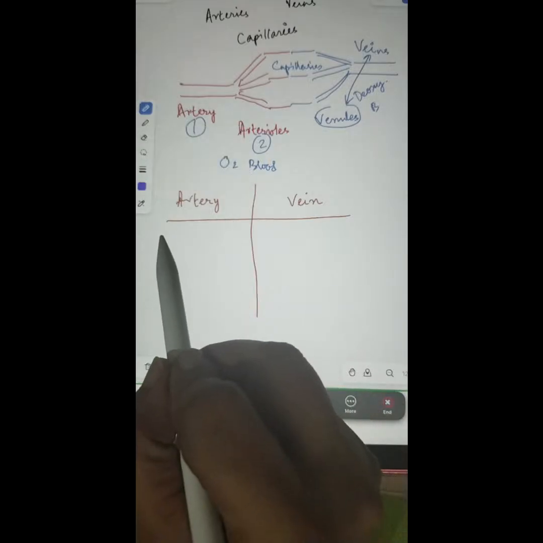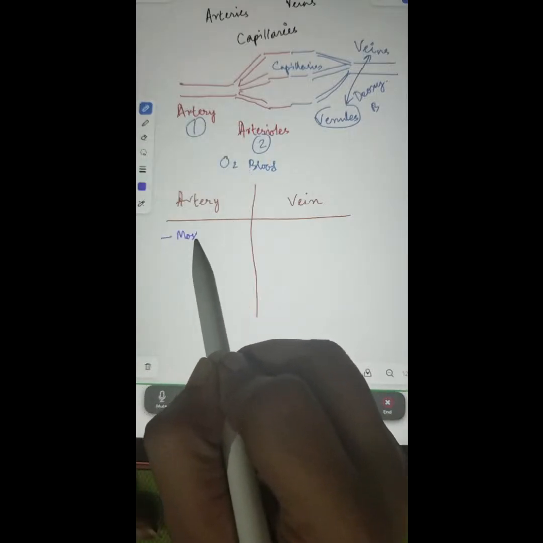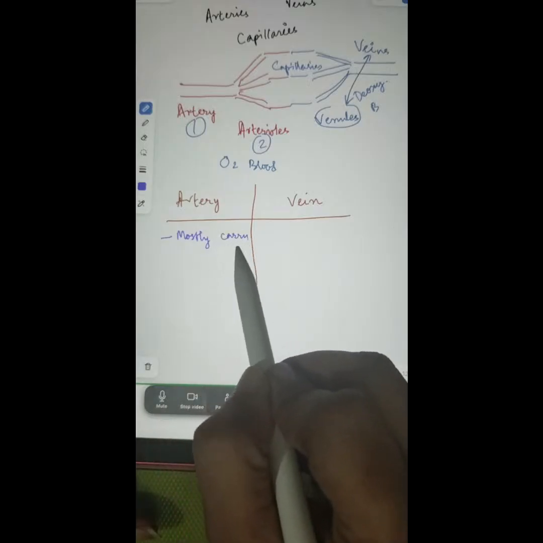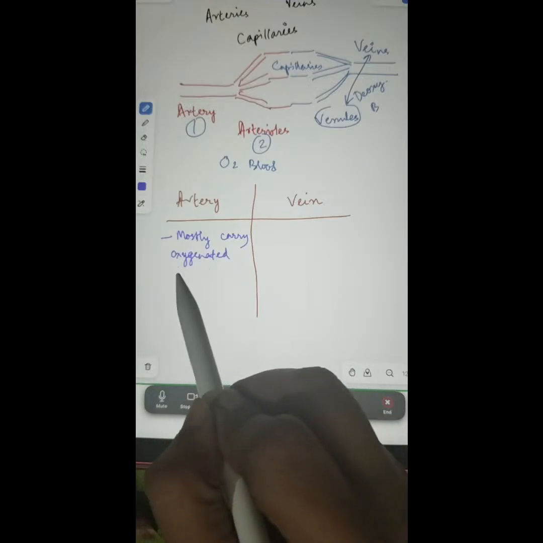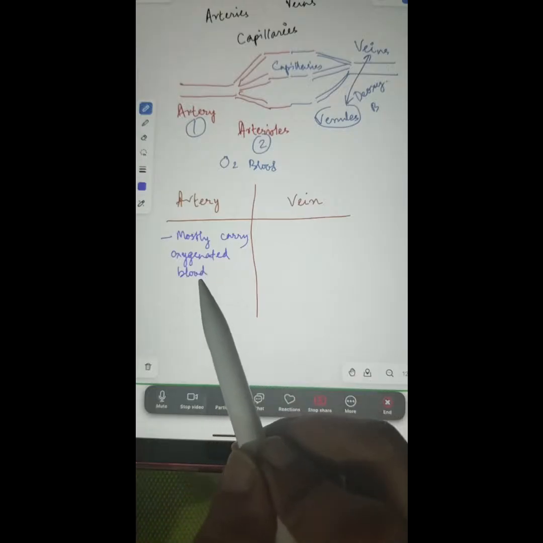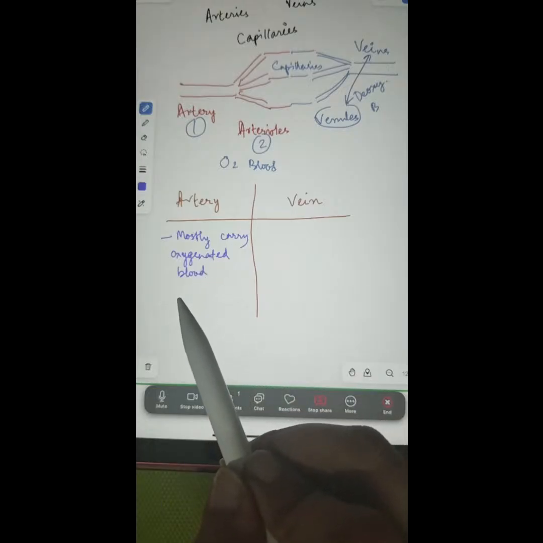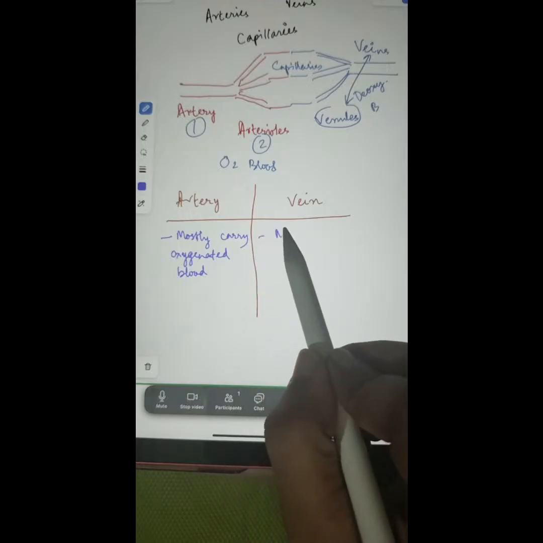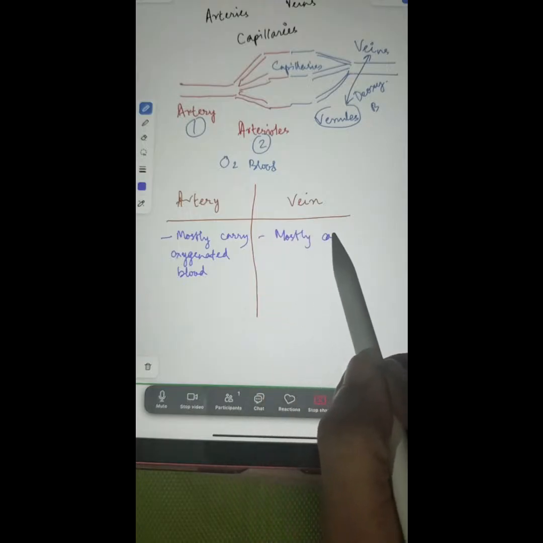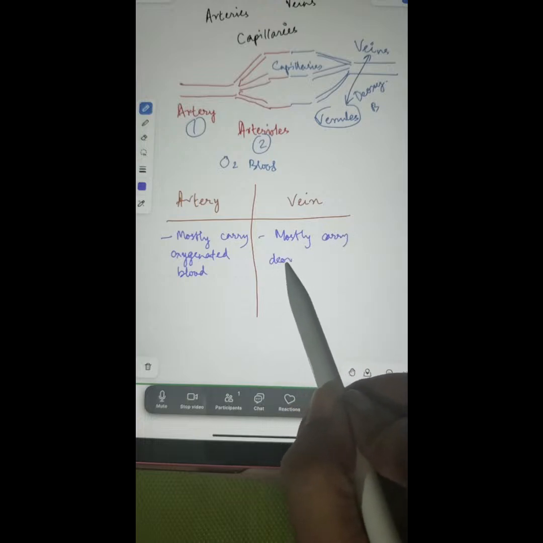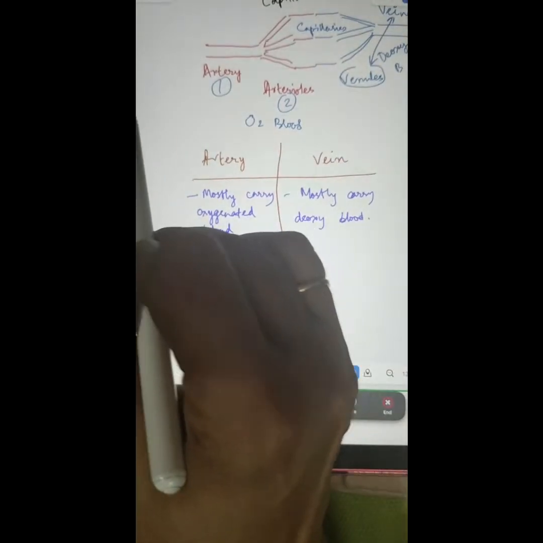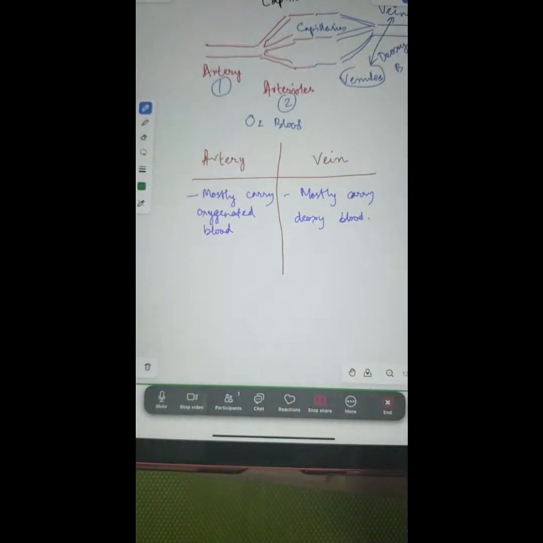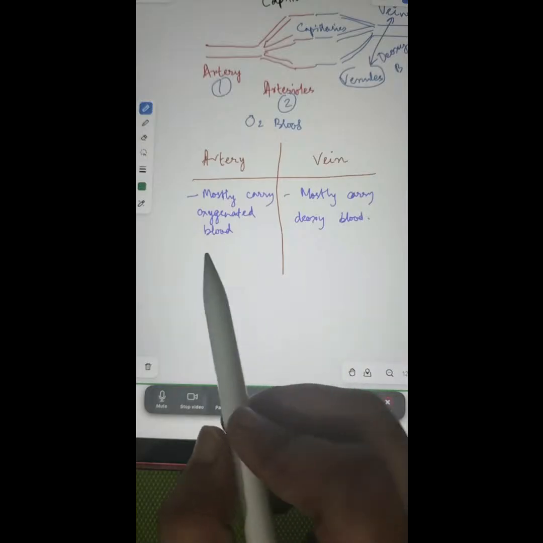So, arteries mostly carry oxygenated blood. When we study the human heart, we will see that there are exceptions to it. And veins mostly carry deoxygenated blood. So you have already understood by now that oxygenated blood is one in which the partial pressure of oxygen is more. Deoxygenated blood is one where the partial pressure of CO2 is more.